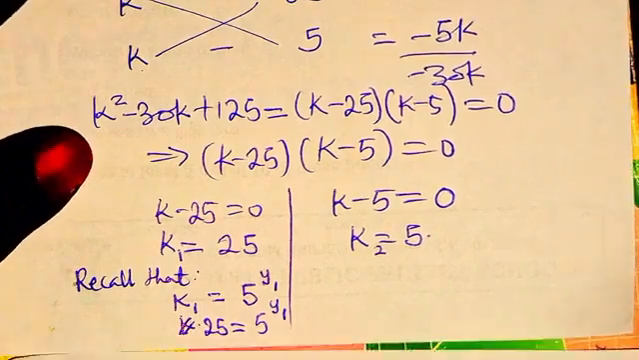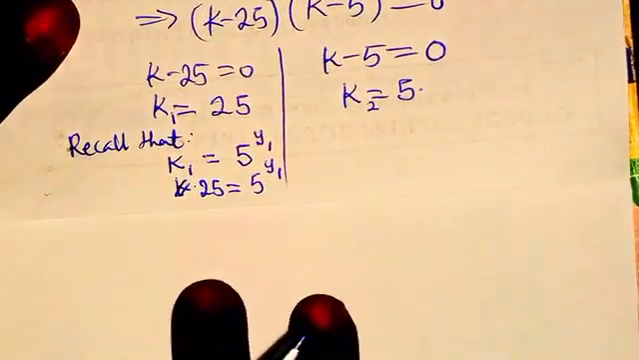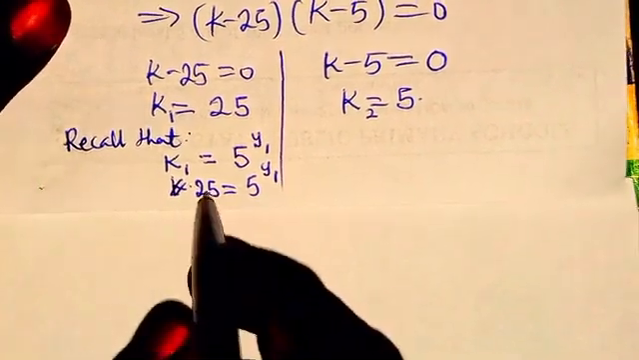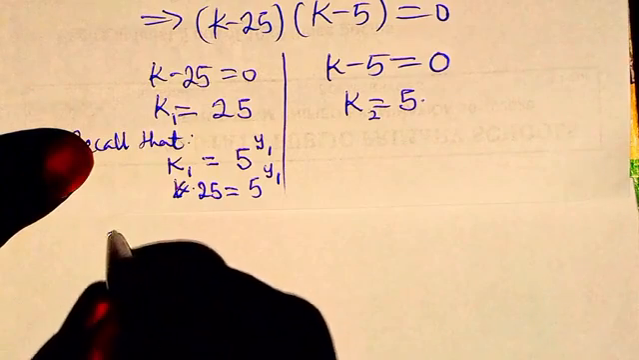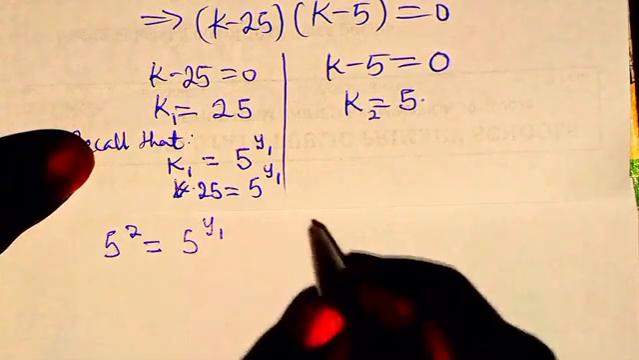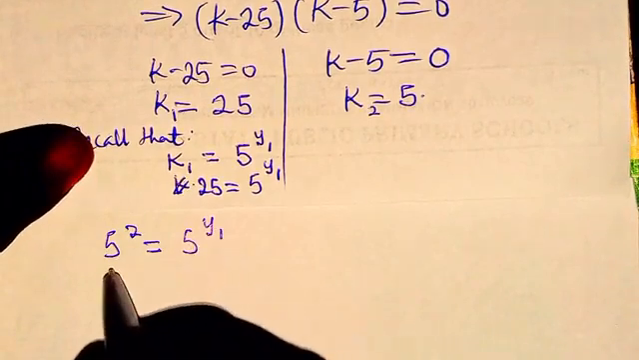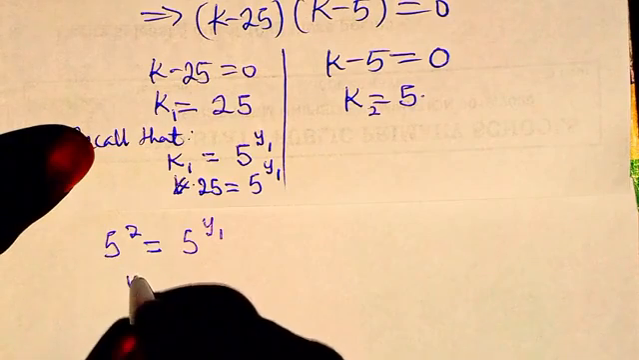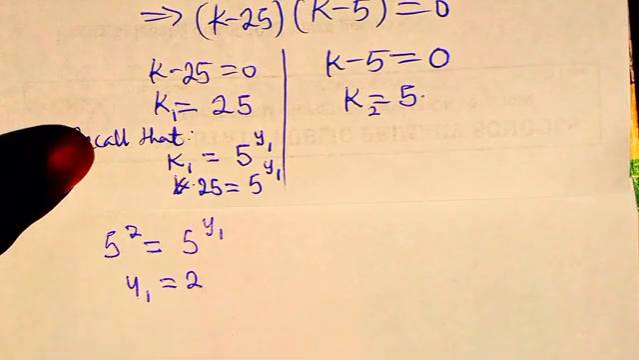So you know that 25 will be written as 5 to the power 2 equals 5 to the power y1. For the fact that the bases are the same, we have y1 equals 2. Are you getting it now? So y1 will be 2.